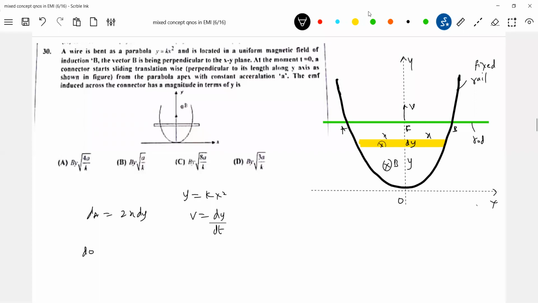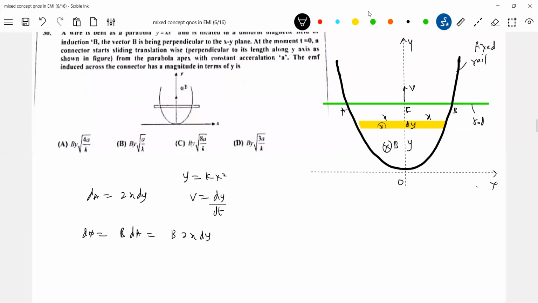So what is the flux linking it? d phi equal to B into dA. So B 2x dy. I'll differentiate this, but we have x also. So what shall I do with x? Can I replace it with this? x equal to under root of y by k. We'll differentiate this and get the expression for EMF induced. And what should I write for dy by dt? The dy by dt is v.